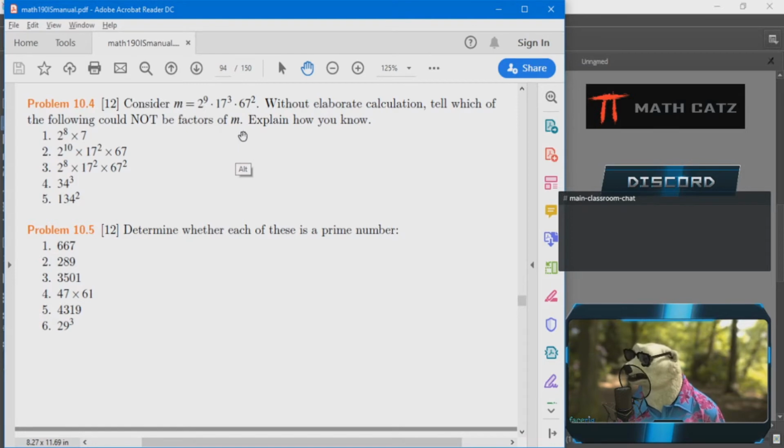So now, without any calculation whatsoever, I know what the factors are of this number. They have to fit into the building blocks I have available. So is number 1 a factor or not? No, because there's no 7. I can't just make up building blocks. I'm restricted to 2s, 17s, and 67s. And I know how many. 7's not one of them, so no. Number 2, is that a factor?